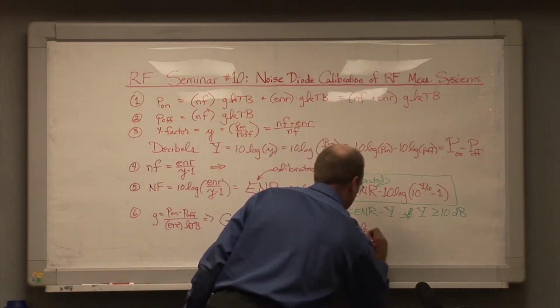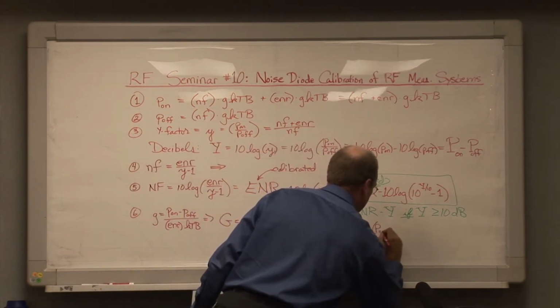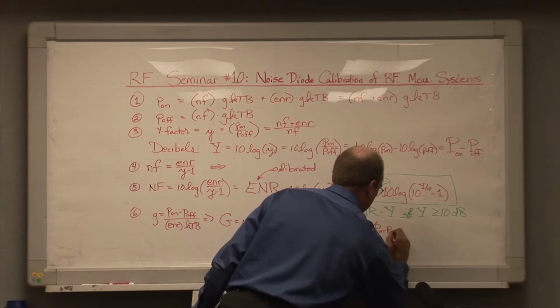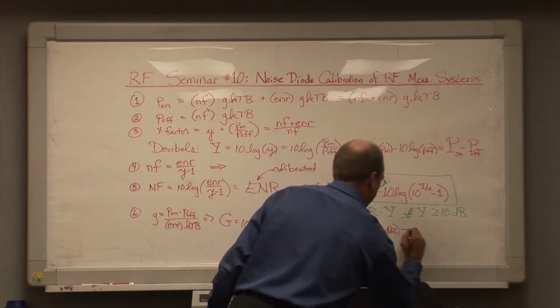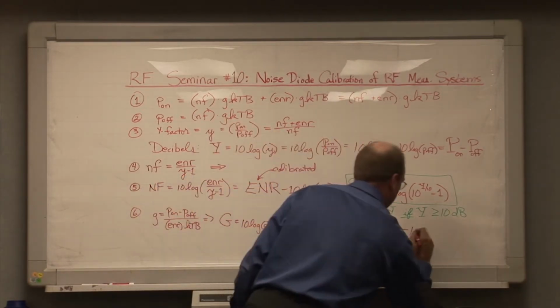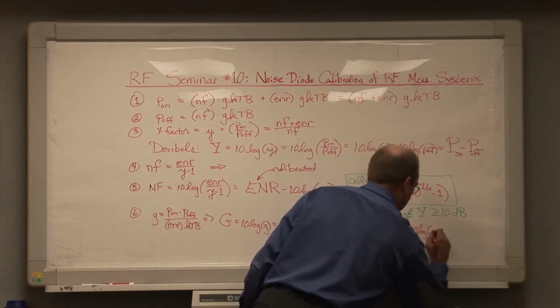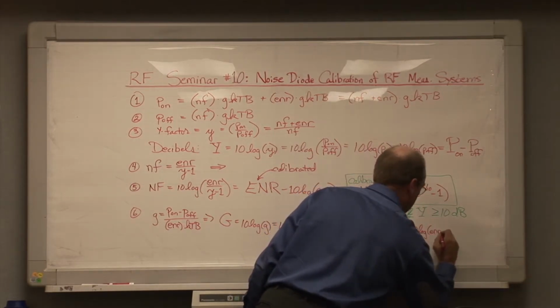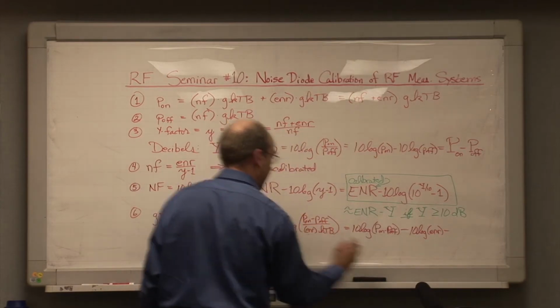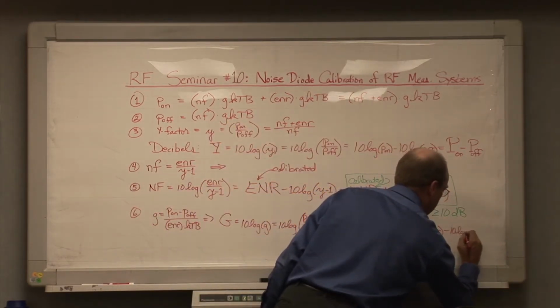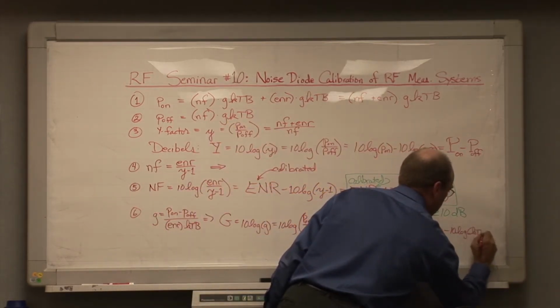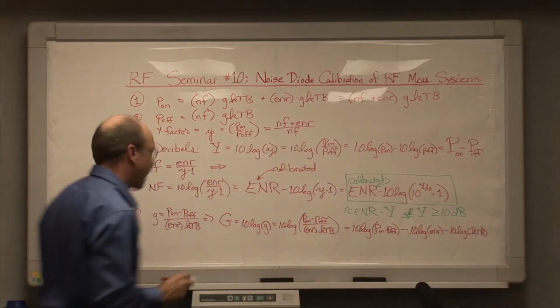10 log of P on minus P off, minus, down here, 10 log of ENR minus 10 log KTB. So just break those out.